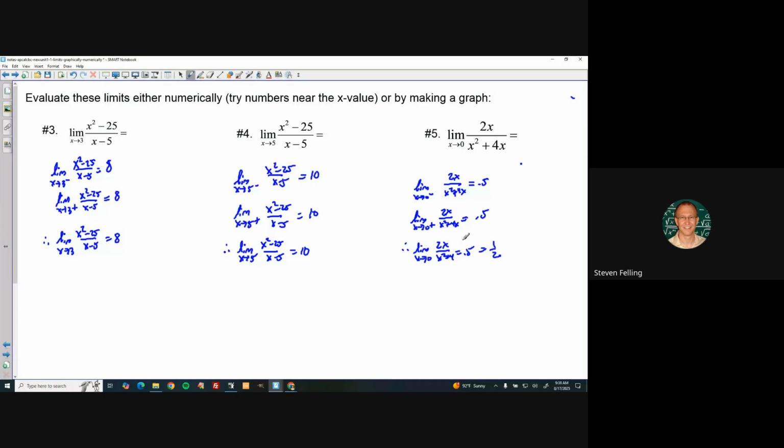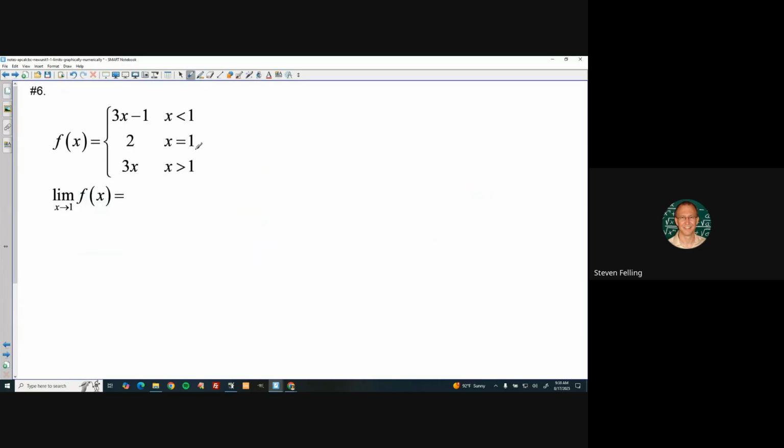All right, so that's what it looks like if you have just a single rule. But a lot of times in limit problems, they will define a function with a piecewise definition, which means there's one rule that we use for the part of the domain x equals 1. We use a different rule for all the x's to the left of 1, and yet another rule for the x's to the right of 1.